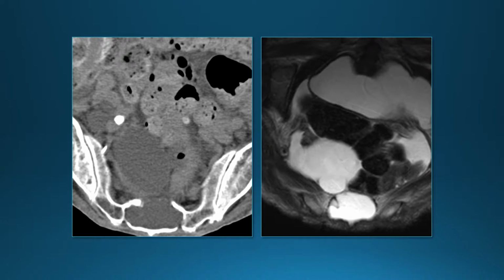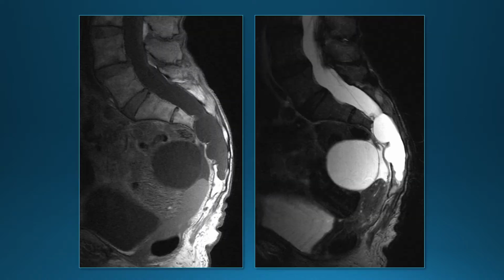CT shows this water density lesion widening the spinal canal and extending anteriorly. Here it is on MR. Here's the T2 bright lesion and extending anteriorly here. Sagittal image, you can see the lesion widening the spinal canal and then extending into the presacral region.